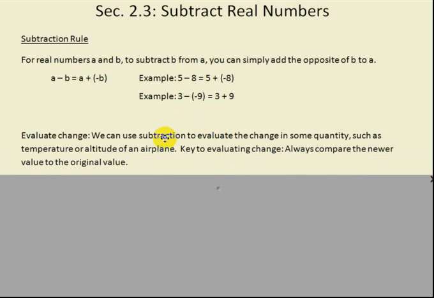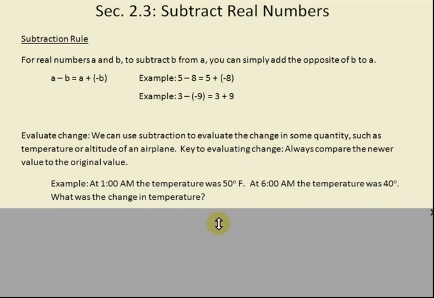Now, one place that we can use subtraction is in evaluating change. For example, we might want to look at the change in some quantity, such as temperature would be a common example, or maybe elevation or altitude of an airplane. And the key here, when we're using subtraction, is we always want to compare the newer value to the original value. You'll see an example of how this works.